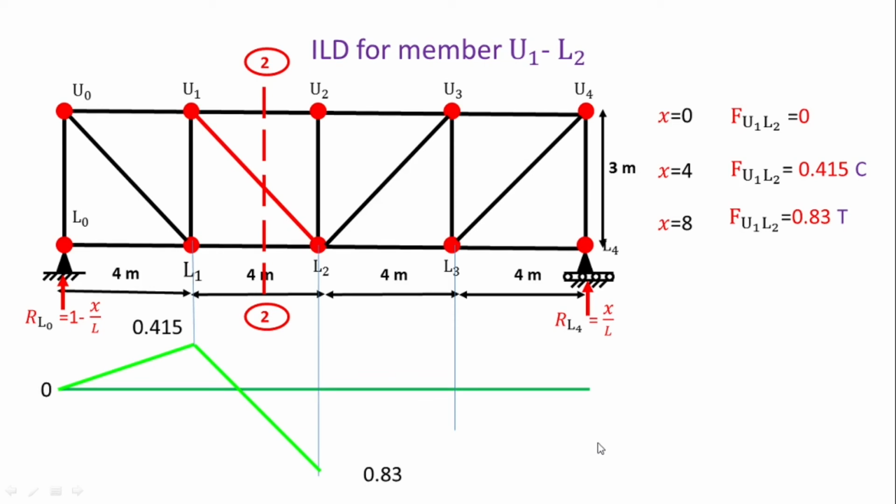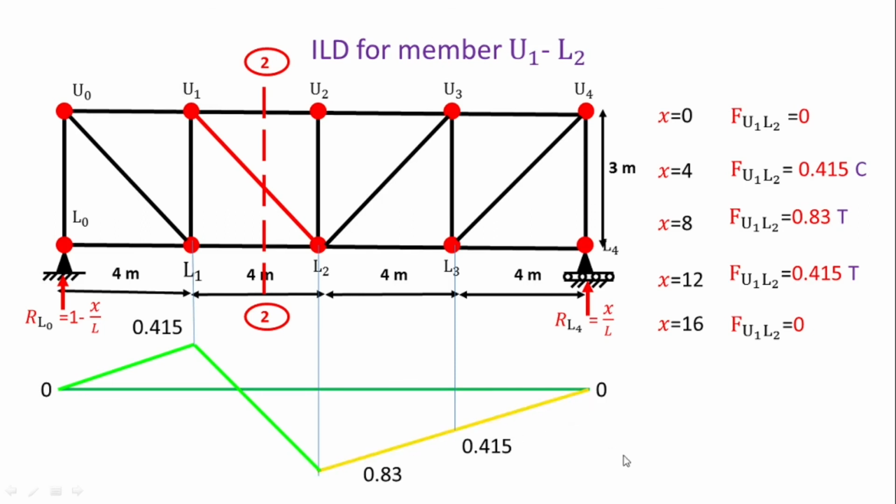Next, when x equals 8, the ordinate is 0.83, which means at L2 the ordinate is 0.83 but tension. So we are considering tension as negative, so below the line 0.83, and join this 0.415 to 0.83. When x equals 12, that is when the load is on L3, the ordinate is 0.415 and tension, so it is below the line 0.415. And finally, when x equals 16, the ordinate is 0. So join this 0.83 to 0. Above the line is positive and below the line is negative. So this is the ILD for member U1 L2. Thank you.